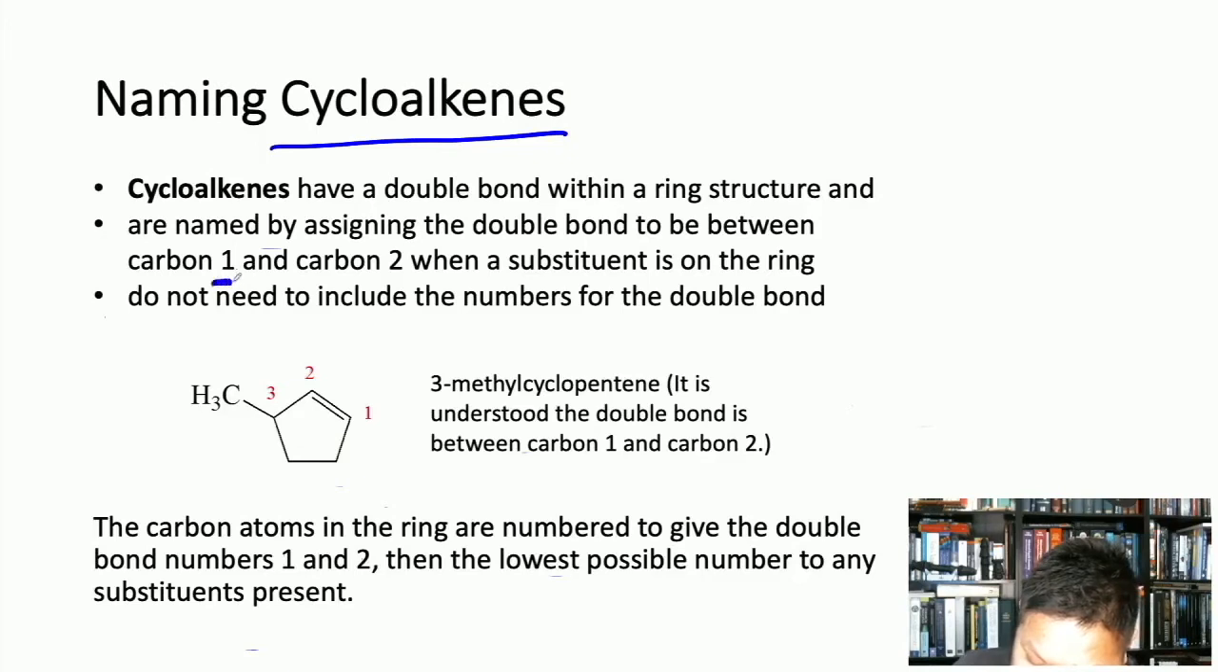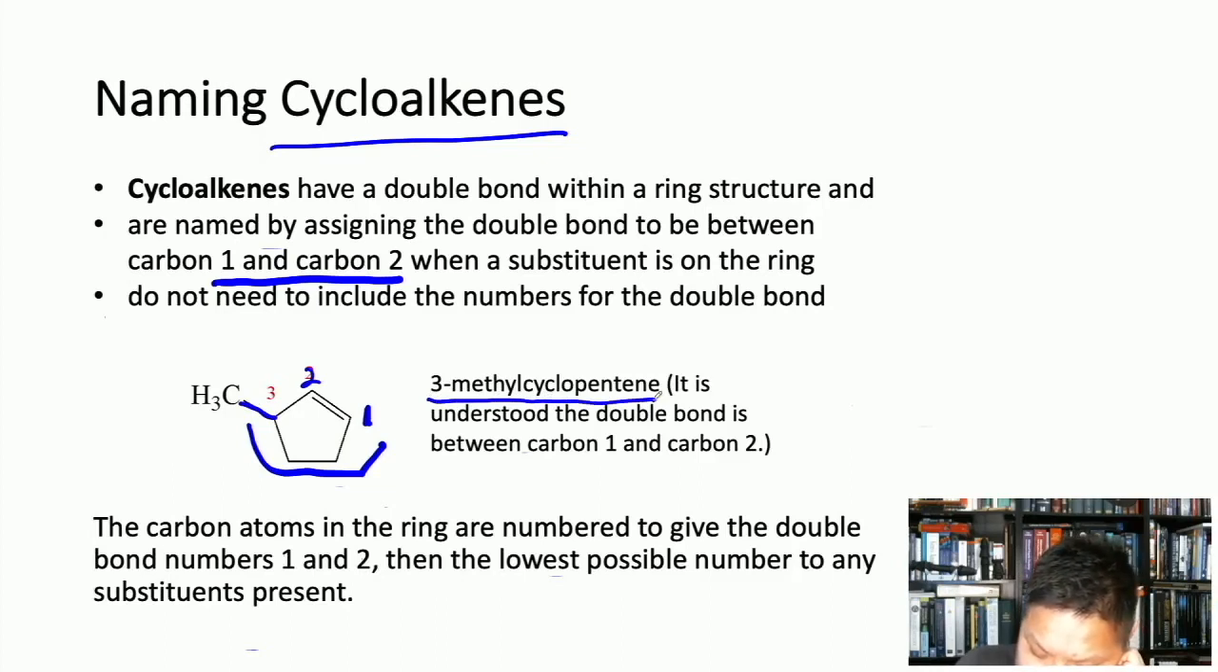Generally, we'll name the carbons of the double bonds 1 and 2. So here, for this cyclopentene that we have, right, 1 goes at the beginning of the double bond, then 2, and then the substituent group, which is the methyl group, is on the 3rd carbon. So we name it 3-methylcyclopentene, right?